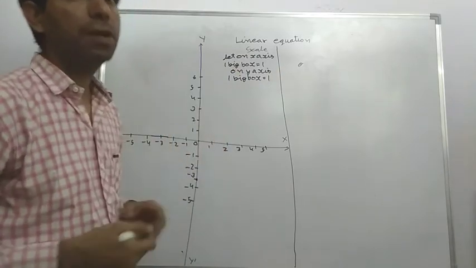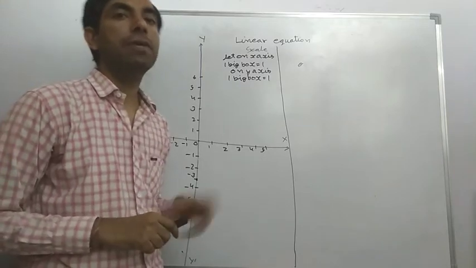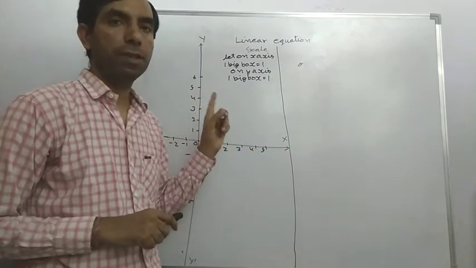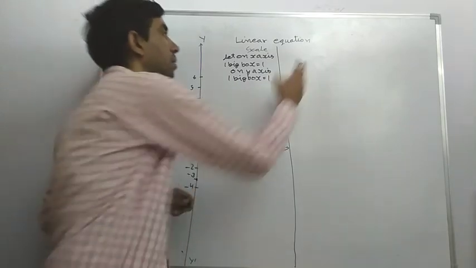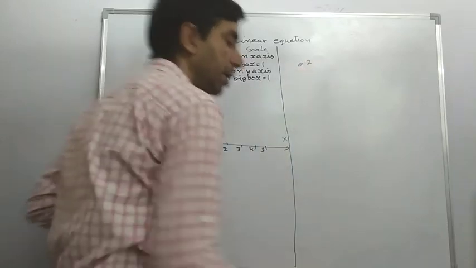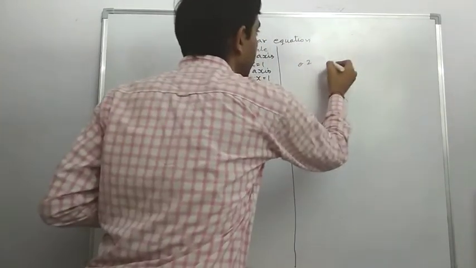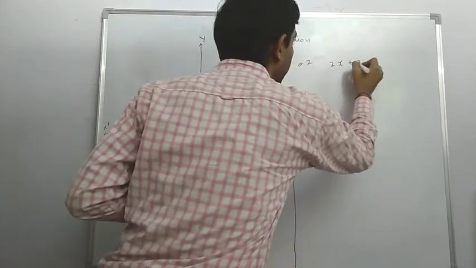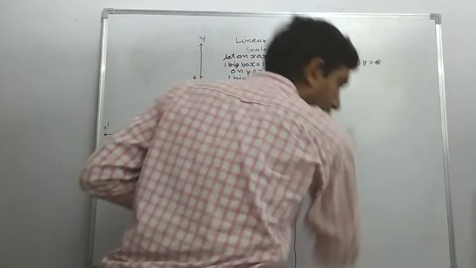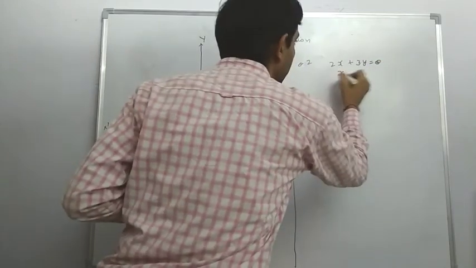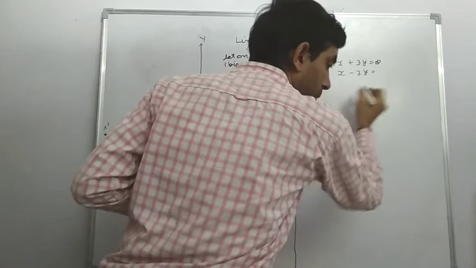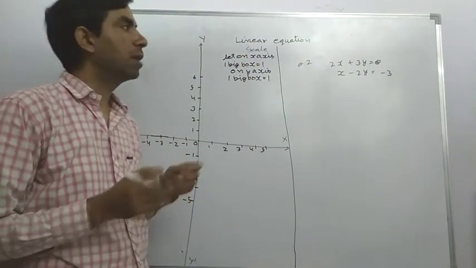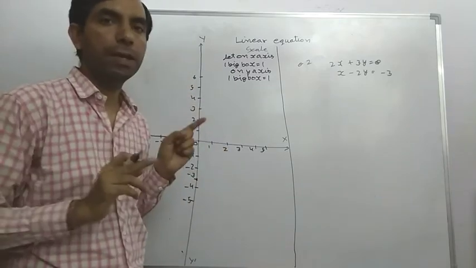But for solving a two variable linear equation, we have two equations, and we represent both lines in the graph. Then we get the solution. But here first we write the linear equations: 2x plus 3y is equal to 8, and the second equation is x minus 2y equals minus 3. Here we have two linear equations. We want to represent them in a graph and find the solution.